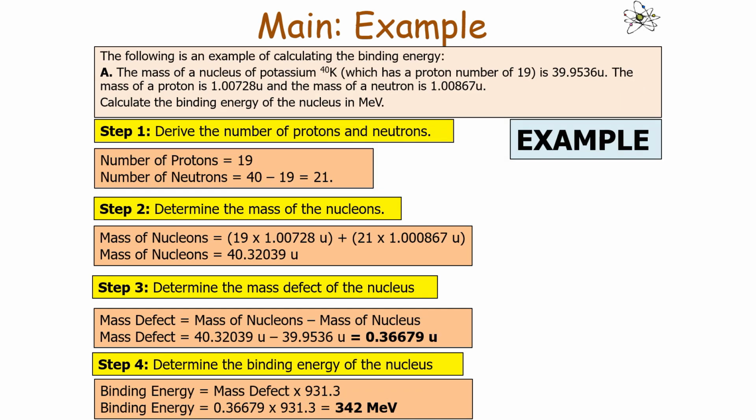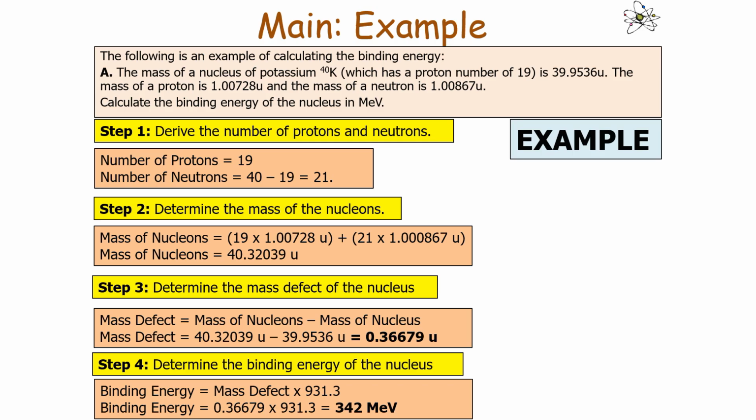Another example question might ask you to calculate the actual binding energy of the nucleus in MeV. So the mass of a nucleus of potassium-40, which has a proton number of 19, is 39.9536 U. The mass of a proton is 1.00728 U, and the mass of a neutron is 1.00867 U. Calculate the binding energy of the nucleus in MeV.